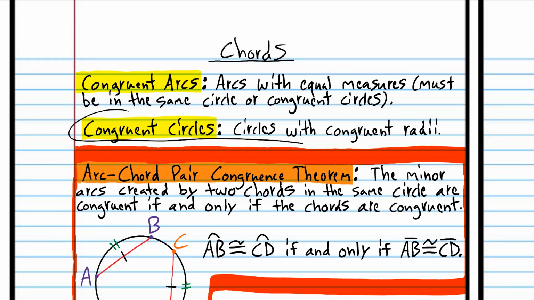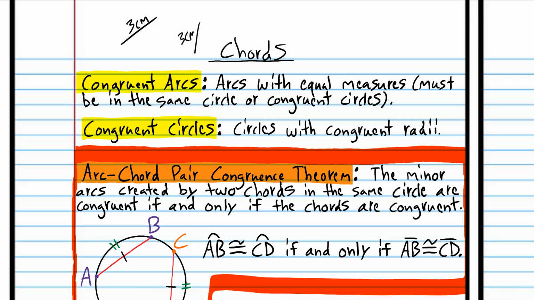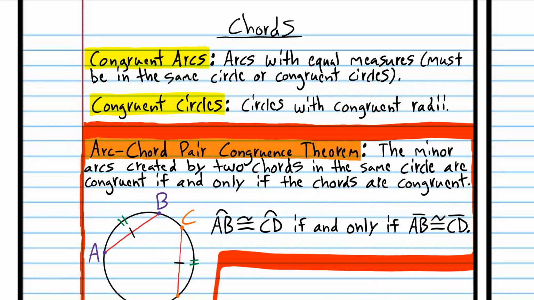Also, congruent circles. Congruent circles are just circles with the same radii. So if the radius of one circle is, say, 3 centimeters, and another circle is congruent, that means the radius of it is also 3 centimeters. If you draw the circles, they might not look the same size, but they should be the same size.